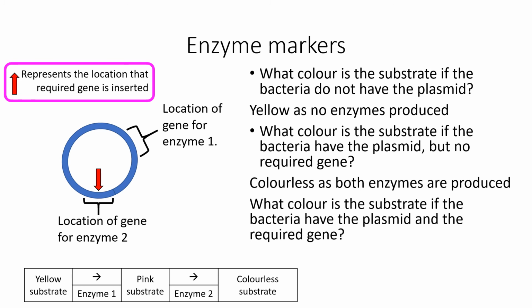When we have the bacteria that has the plasmid and the required gene, well, the enzyme 1 gene will work fine, but the enzyme 2 gene will no longer work, and as a consequence, it will end up pink in color because it's only producing enzyme 1, and the substrate's only converted to a pink substrate. We don't have that second enzyme. What I would suggest in any questions in the exam is you make a little line diagram like the bottom left that you can see, and identify clearly which genes are involved in moving from step 1 to step 2 and what genes are involved in moving from step 2 to step 3, and it just helps you stop getting confused.